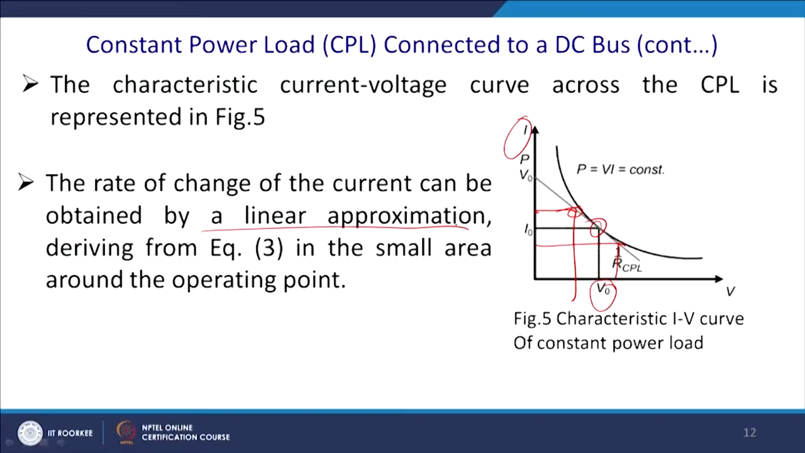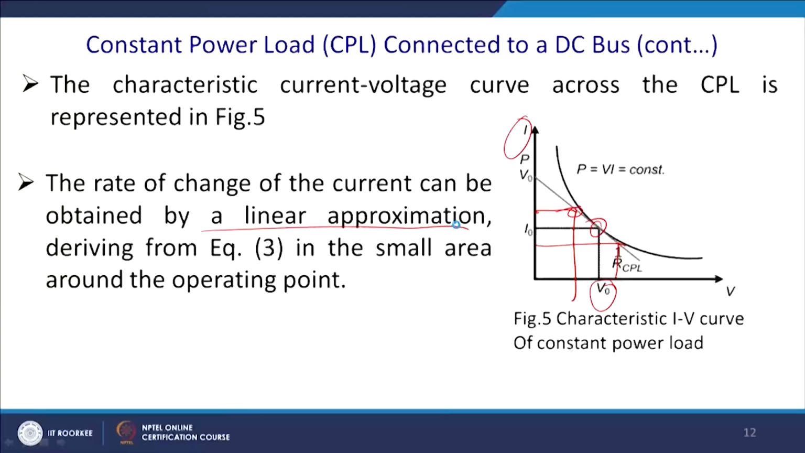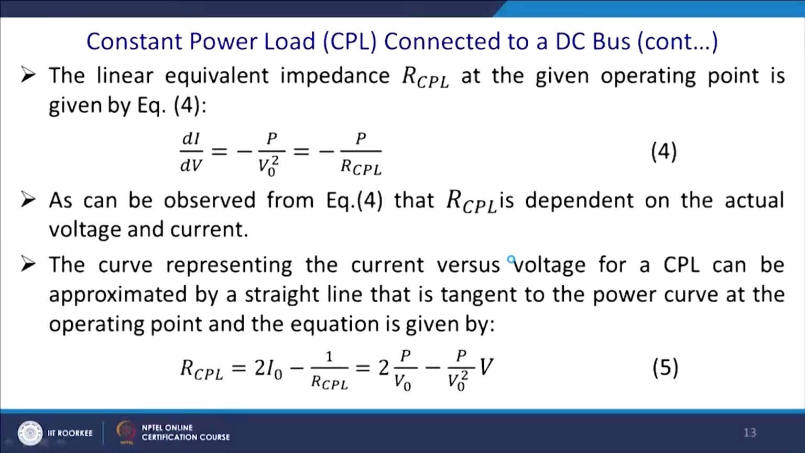The rate of change of the current can be obtained by the linear approximation of equation 3. Please go back to this equation, and in a small area around the operating point, let us say this neighborhood, you are supposed to operate the CPL well. The linear equivalent resistance of the CPL at a given operating point is given by equation 4. So, you have this curve and thus you get a derivative of it. Once you take the derivative with respect to V, you get P by V square, and you can replace this V square by R, and thus you get P by R CPL. It may be observed from equation 4 that R CPL depends on the actual voltage and current. So, it will change depending on the voltage and current, since this is your curve.